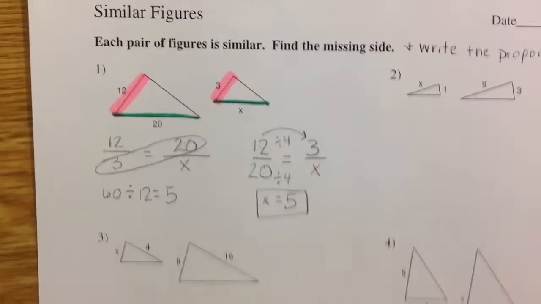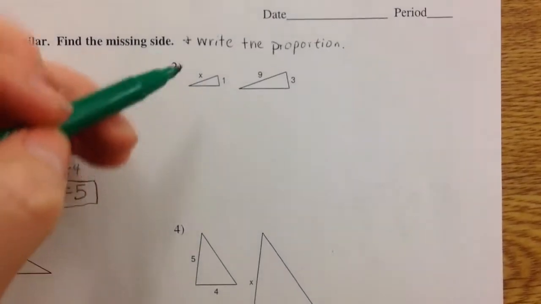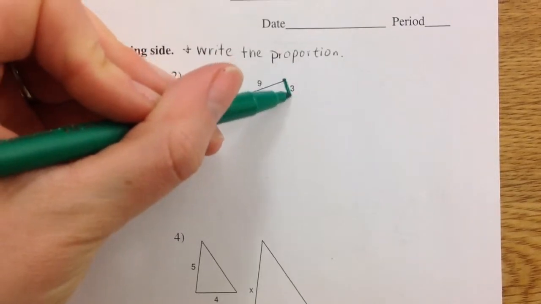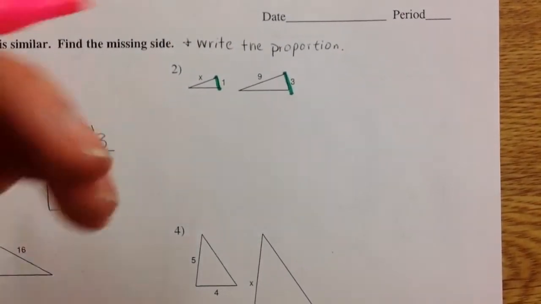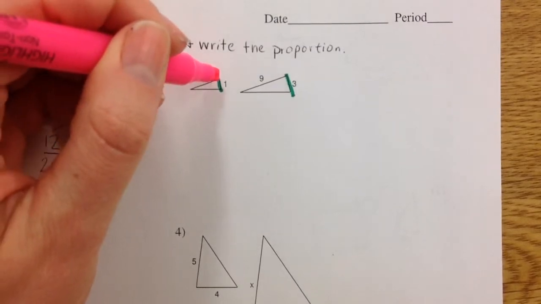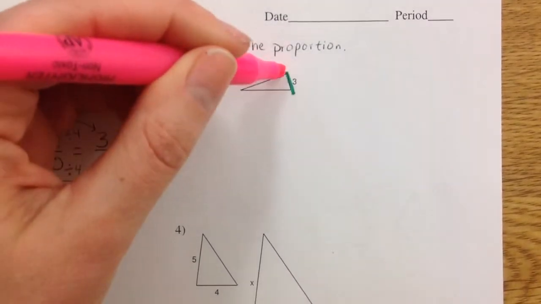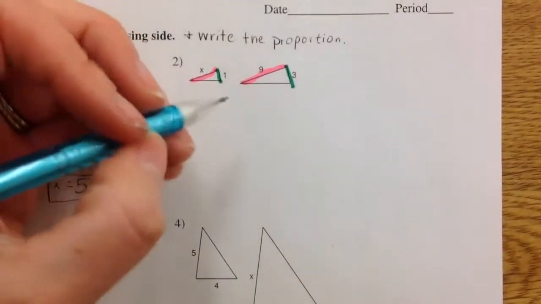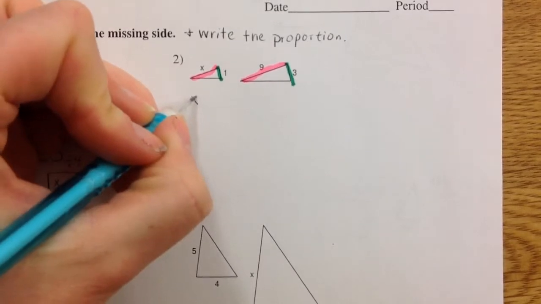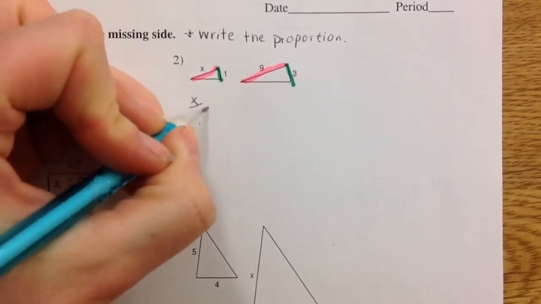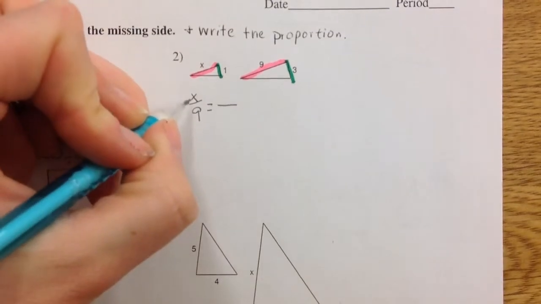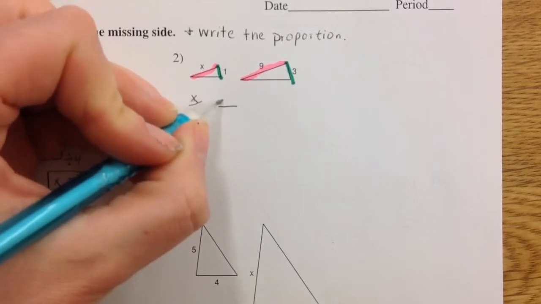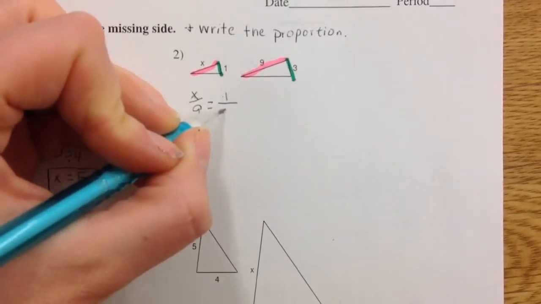Let's go through one more example. Okay, so when I'm looking at this problem, I see here that the smallest sides are the 1 and the 3, so they correspond. I also see that x corresponds with 9. When I'm setting up my proportion, you can have x over 9 is equal to, now remember, if I have the large triangle here or small triangle, whatever it is, I have to also stick with that same pattern. So this would be 1 over 3.